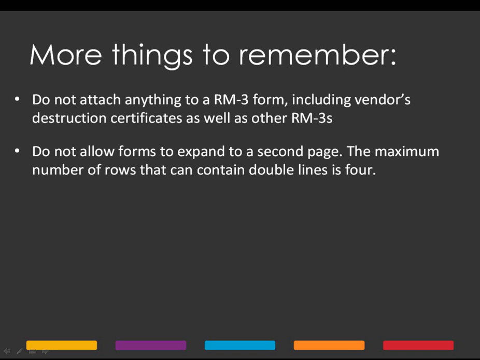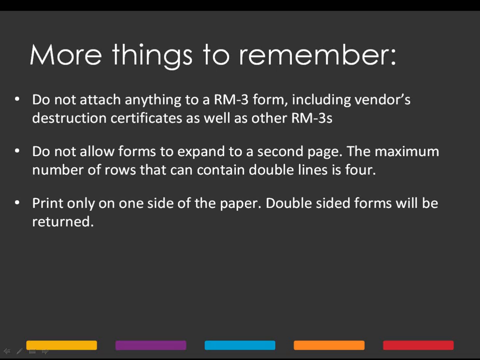Please do not allow Word forms to expand to a second page. You can enter double lines of information only on 4 rows in each form. Please print RM-3s only on one side of the paper. Double-sided forms cannot be accepted. RM-3 forms should be printed only on white paper. If you must print the RM-3 on colored paper, you cannot use dark shades.